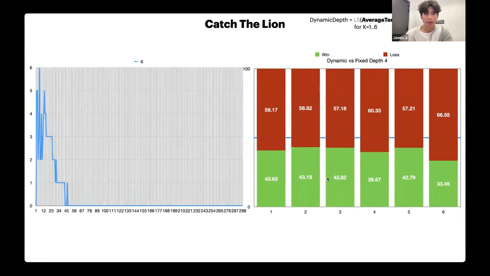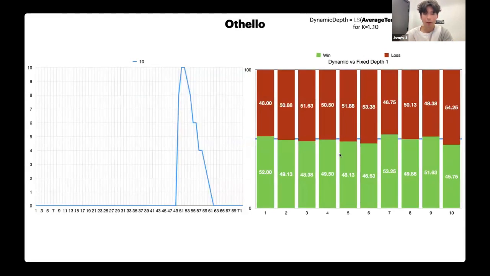For Catch the Lion, there's a lot of noise, so the results aren't quite as good. For Othello, we achieve strong results, but I think this was to be expected because this game, you can see on the left, really benefits from not wasting computation on minimax early on in the game and only turning it on later on when it's going to be useful.